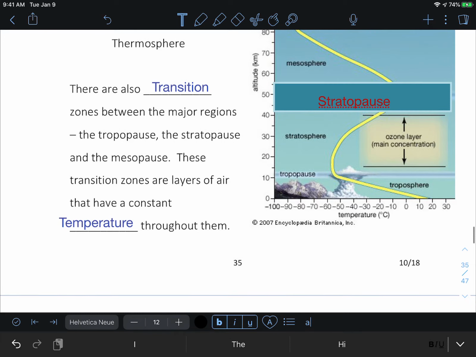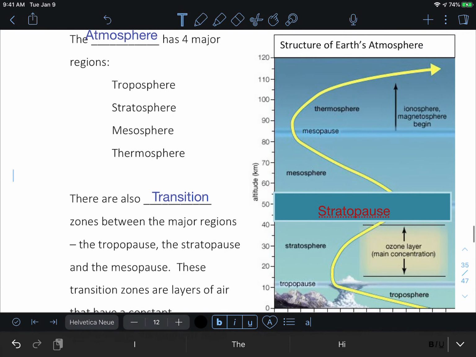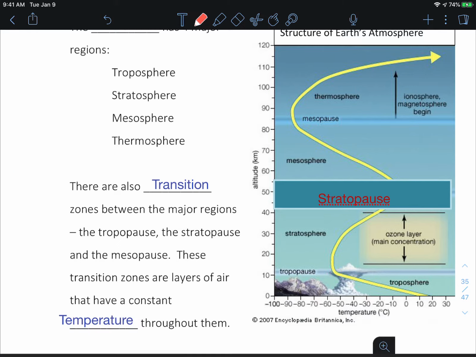These transition zones are layers of air that have constant temperature. Meanwhile, the other regions have a changing temperature. So it's at the point of the mesopause where the temperatures are mixing. You can see the temperature curve is this yellow line here. You can see how the temperature, as you go up into the tropopause, gets very low as you get up into that atmosphere there.